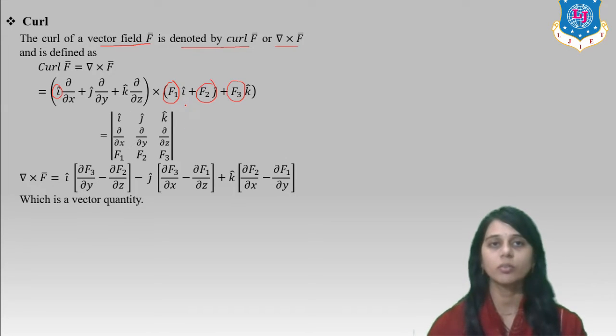Now to solve this, we use the determinant with rows i j k, del by del x, del by del y, del by del z, and f1, f2 and f3. Solving this determinant, we get i (del f3 by del y minus del f2 by del z) minus j (del f3 by del x minus del f1 by del z) plus k (del f2 by del x minus del f1 by del y), which is a vector quantity.